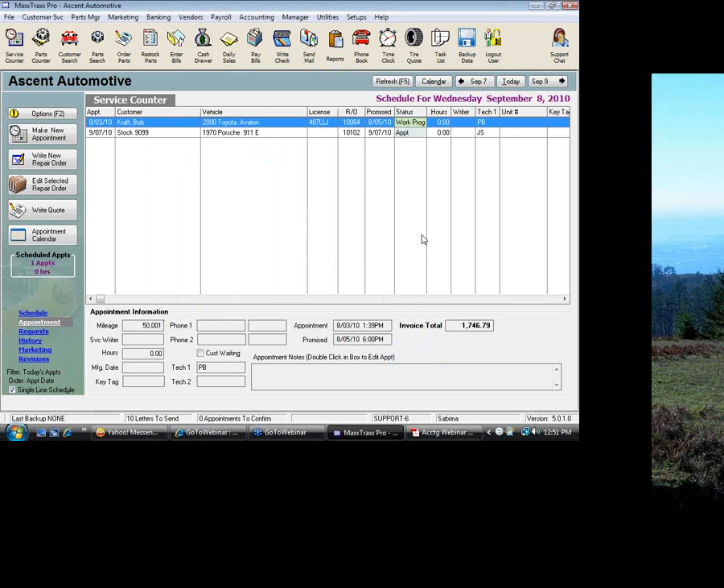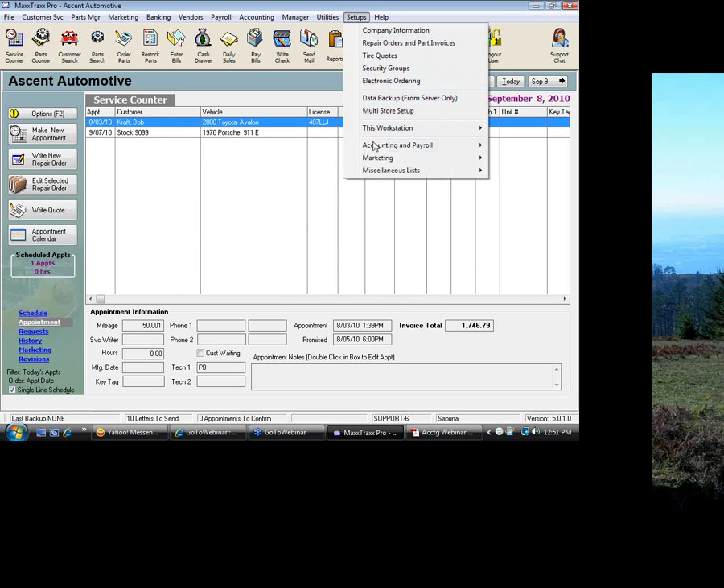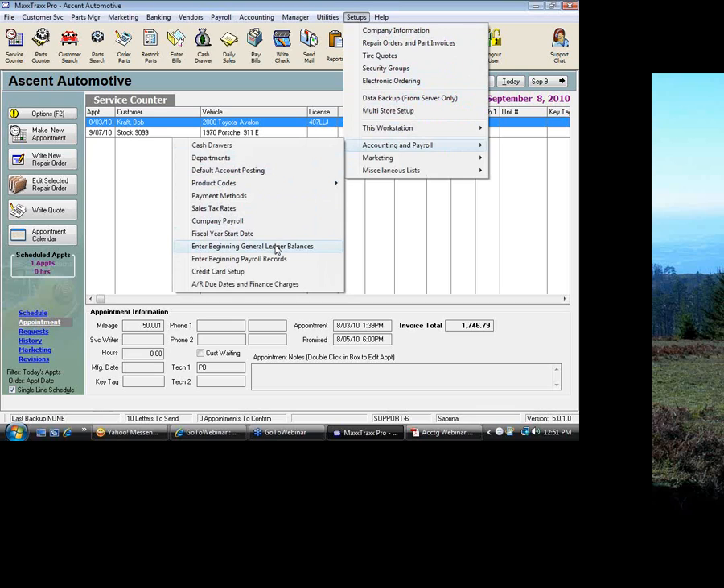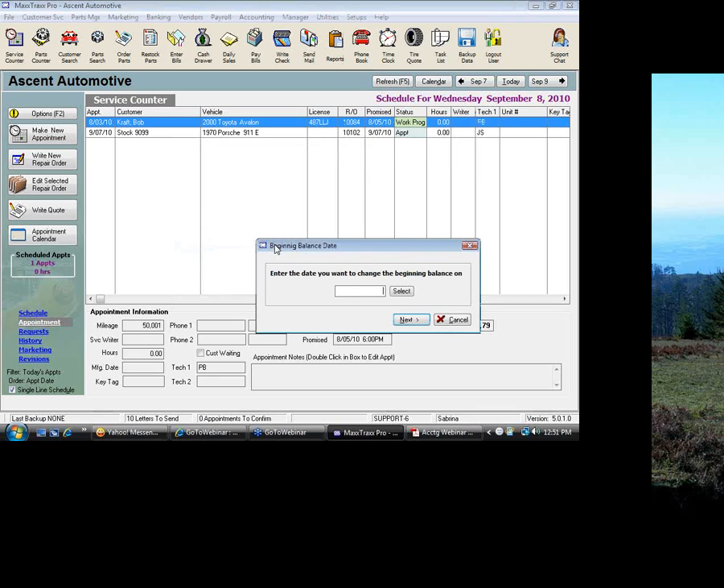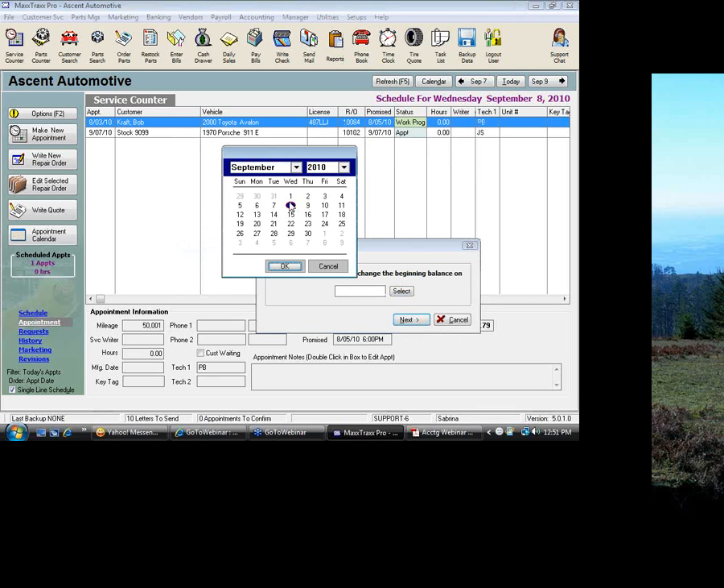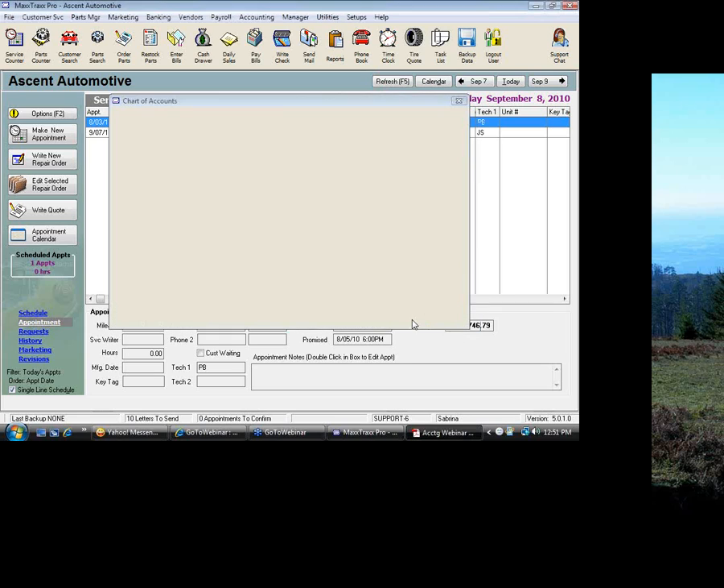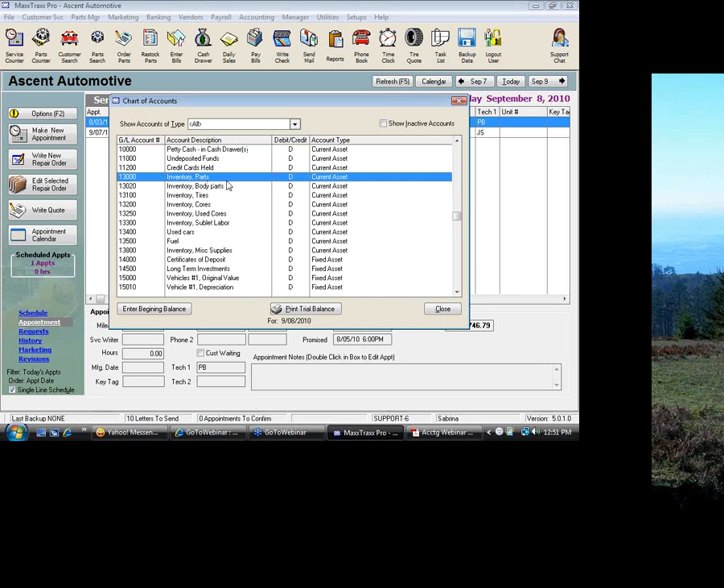Based on this number that comes up, then you would say, okay, that's what the system says I have in total inventory valuation. Then I would go into my setups, accounting, payroll, and use this feature, beginning general ledger balances. We'll just put in today, and this is where we would select the 13,000 account. So that's how we put those in. Any questions on that?